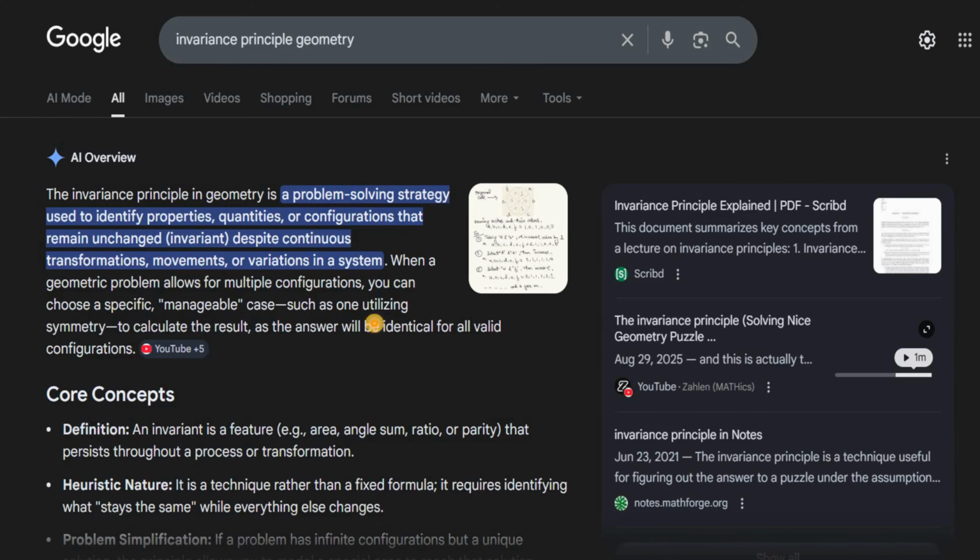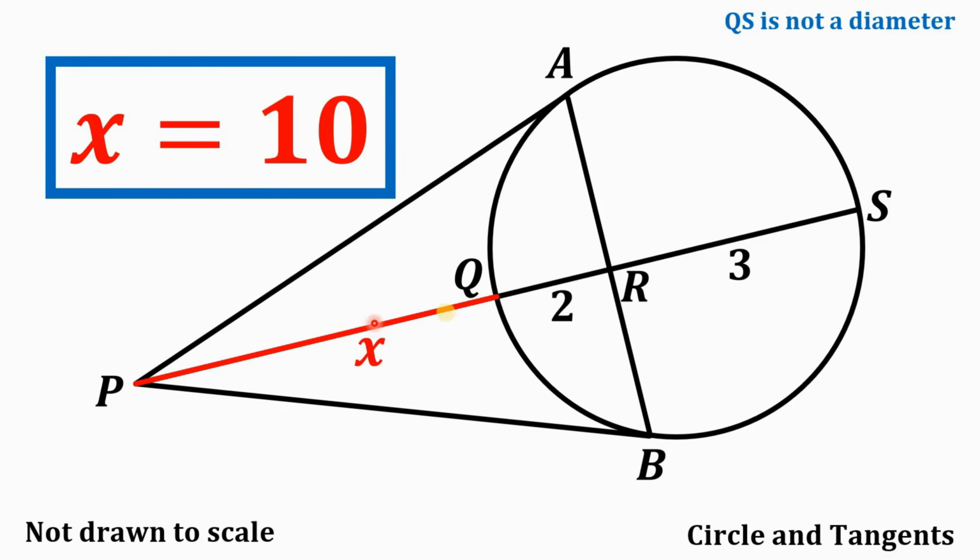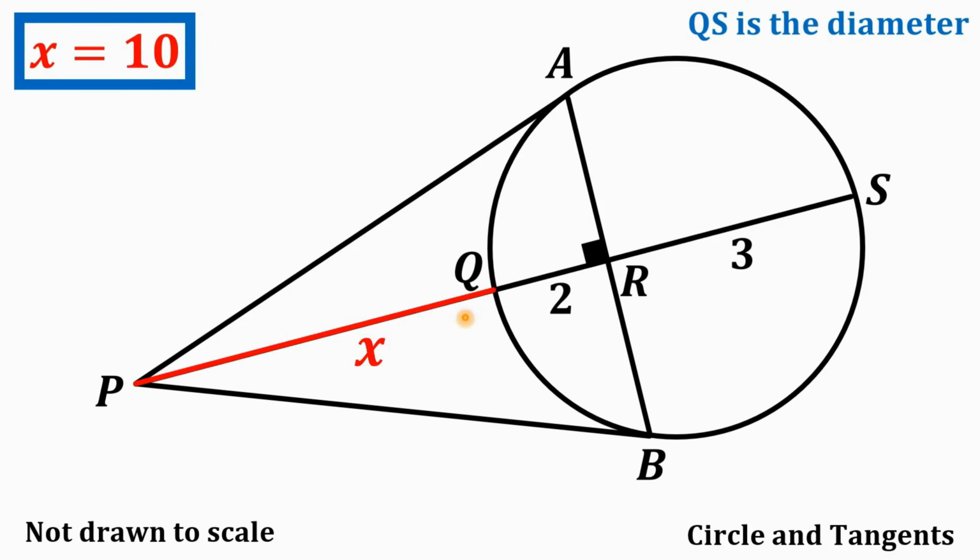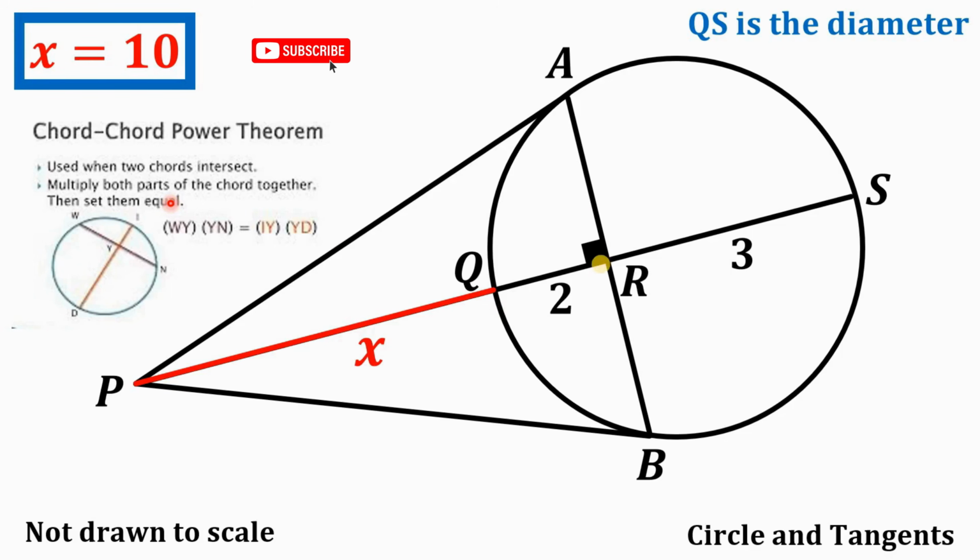So what we're going to do is to choose one unique case where we can solve for the value of x easily. And of course, that case is when QS is the diameter of the circle. So if QS is the diameter, this is very easy to solve. Because, again, using the chord-chord power theorem, we can say that AR times RB equals 2 times 3. Or simply, RB squared, since they are equal, RB squared equals 6.